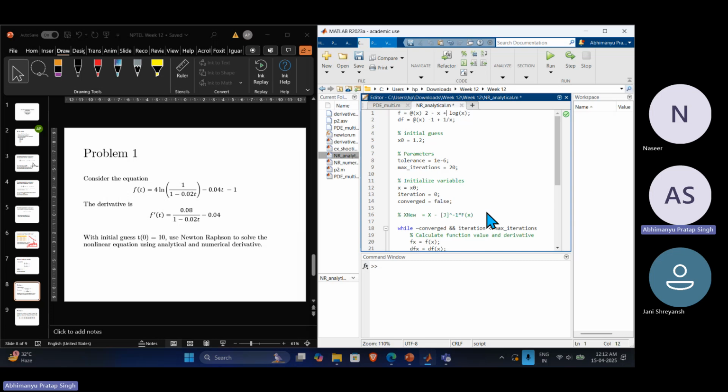So first I will change the function. So log 1 divided by, and for the analytical derivative.